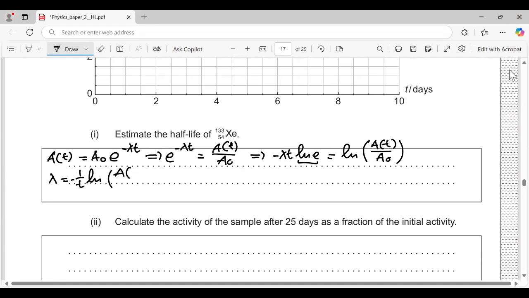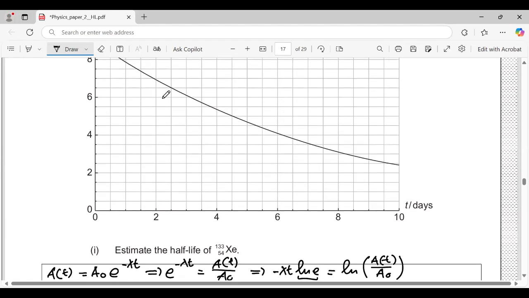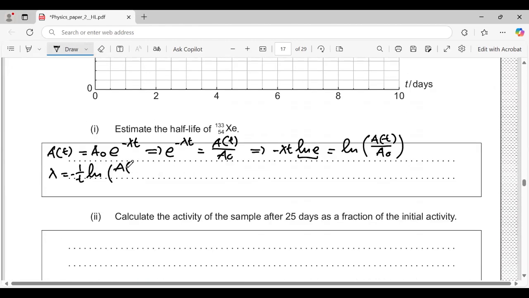I would like to use this point, when t is 2.5 days. So we are going to use 6.5. 6.5 is A at 2.5, and A0 is 9. So lambda equals minus 1 over t, where t is 2.5.